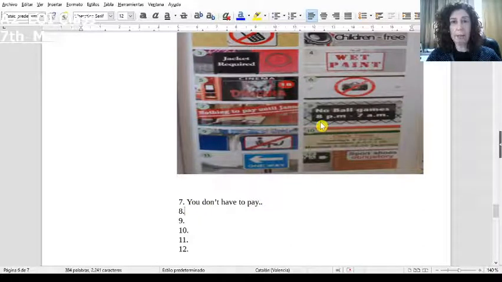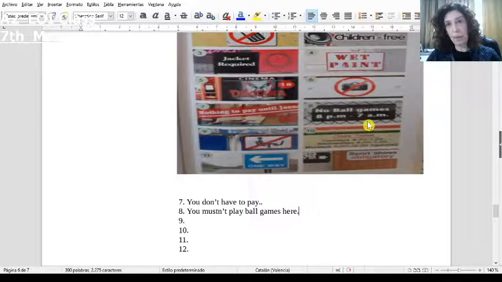No ball games. No ball games, it's prohibition. Then you mustn't play ball games here. From 8 to 7, of course. Then you mustn't play ball games here. Then it's prohibited.